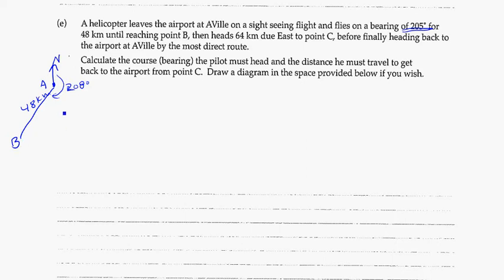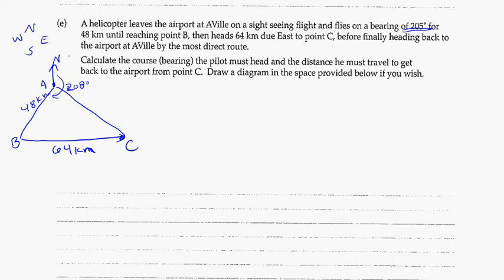It then heads directly east. Remember, never eat soggy Weet Bix. So it heads straight east for 64 kilometers until it reaches point C. And then from point C, it heads back up to point A, by the most direct route, and that basically just means a straight line. So calculate the course, or the bearing, the pilot must head, and the distance he must travel to get back to the airport from C. Draw a diagram in the space provided if you wish.